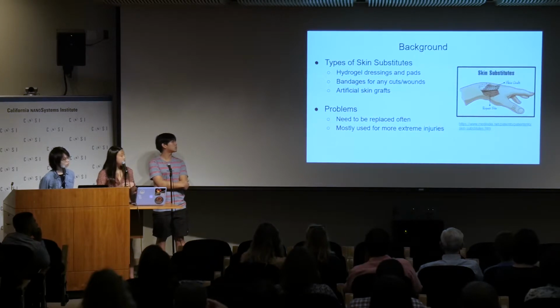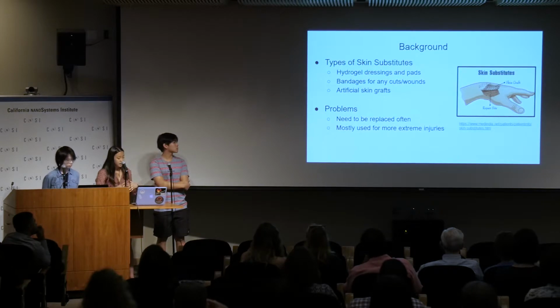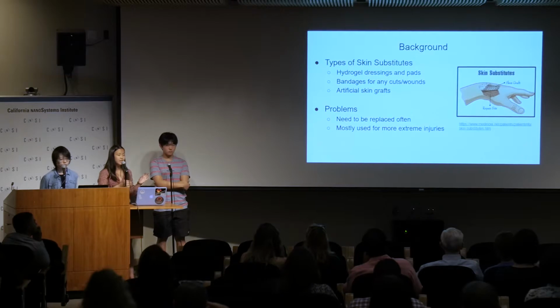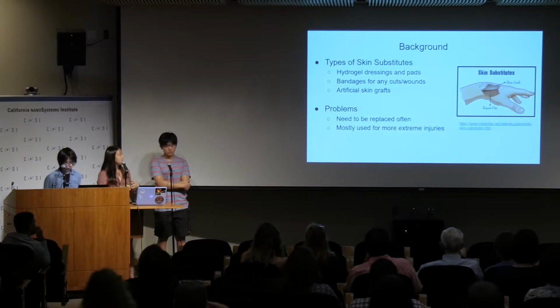And artificial scaffolding or skin grafts use skin cells to help the body regenerate and heal. And scaffolding is basically nanofibers, so fibers on the 10 to the negative ninth scale, that use cell signaling to influence cell proliferation, differentiation, and biology. However, artificial scaffolding is pretty expensive, and it's mainly used for more extreme injuries.